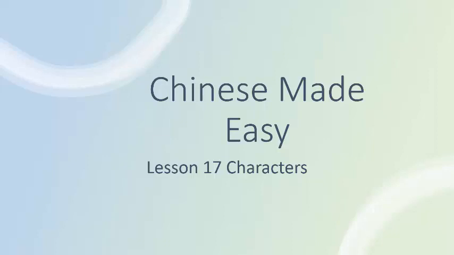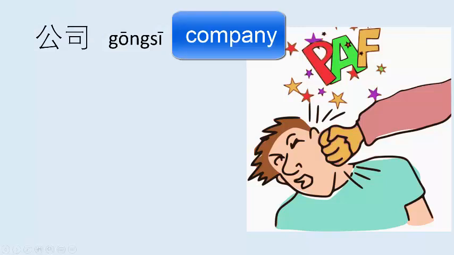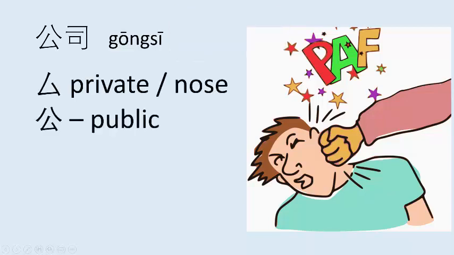This video is to introduce the characters for Chinese Made Easy, Lesson 17. The first character is Gong Si. Gong means public, and it's a really interesting character. It has the private or nose radical because you keep your nose in your private business. Now the character for public is a broken nose, so the privacy has been broken.